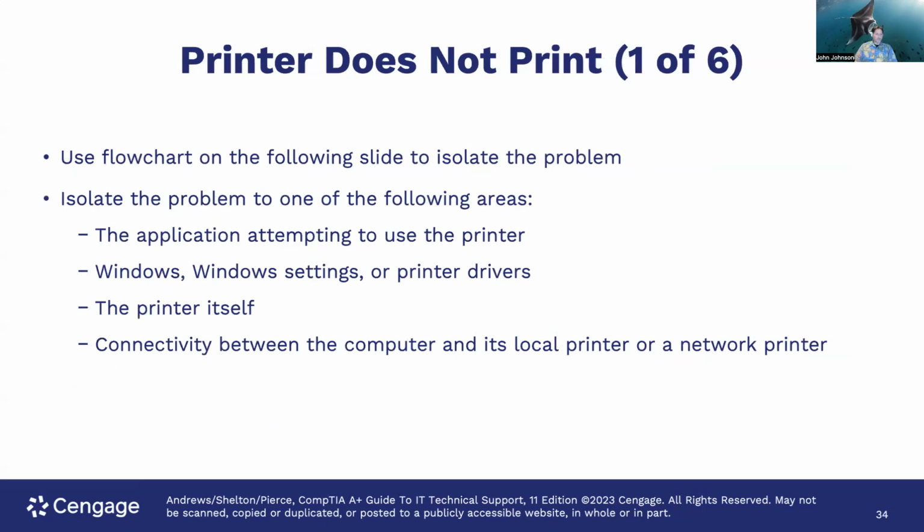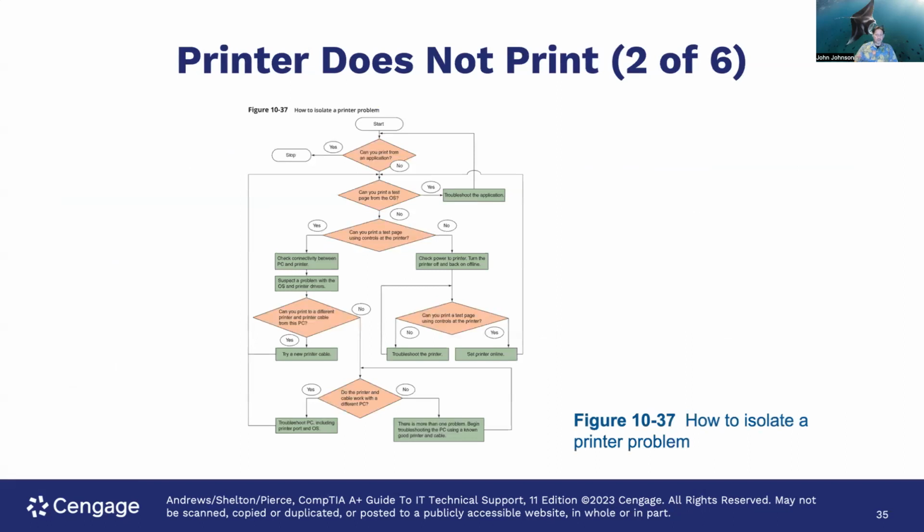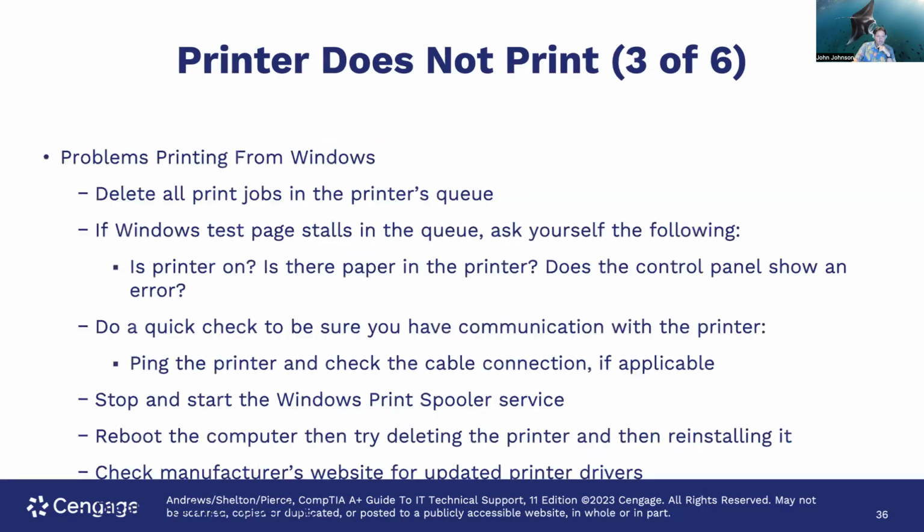So when the printer does not print, use the flowchart in the following slide to isolate the problem. Isolate the problem to one of the following areas: the application attempting to use the printer, Windows settings or printer drivers, the printer itself, or connectivity between the computer and its local printer or network printer. And this is what that flowchart looks like. So they want you to isolate it into each of its different areas as to where the printer problems are occurring. I'll let you deal with this later, but go through this heuristic flowchart and try to isolate where the printer problem is.